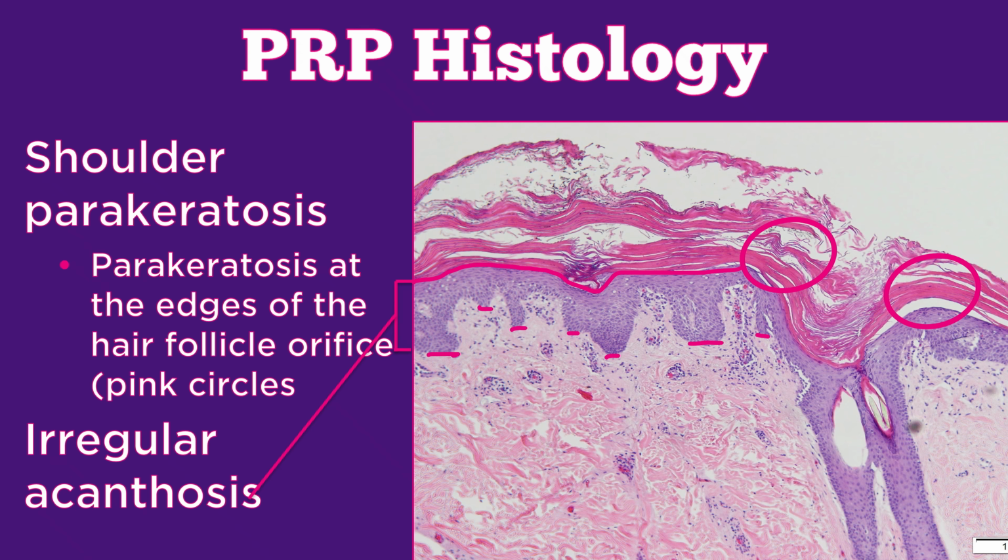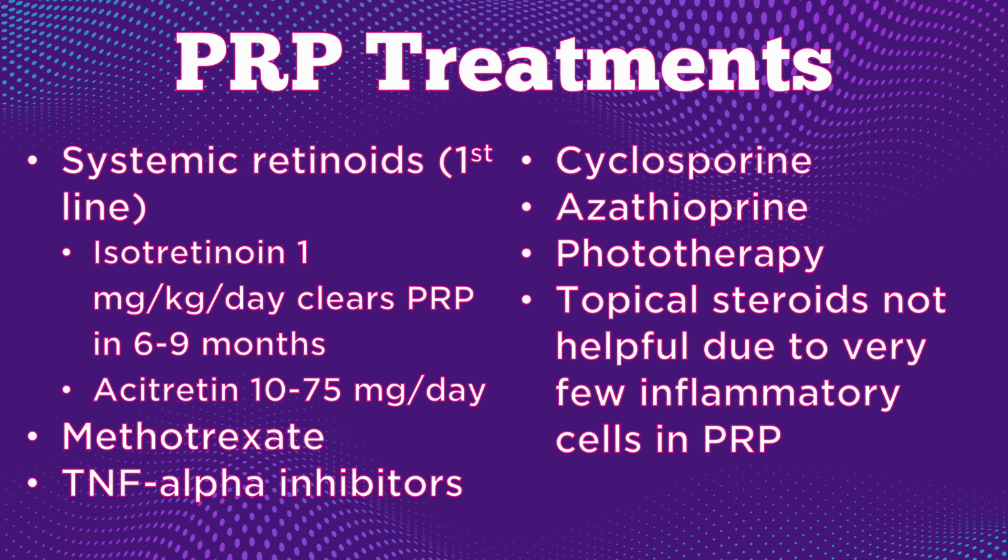"All right. Now tell me quick so I can get back to saving lives. What are some treatments for Pityriasis Rubra Pilaris?" You tell him that systemic retinoids are often used first line. Isotretinoin at 1 mg per kilogram per day can clear PRP in 6 to 9 months. Otherwise, acitretin at doses between 10 to 75 milligrams daily can also be useful but takes many months for clearance as well.